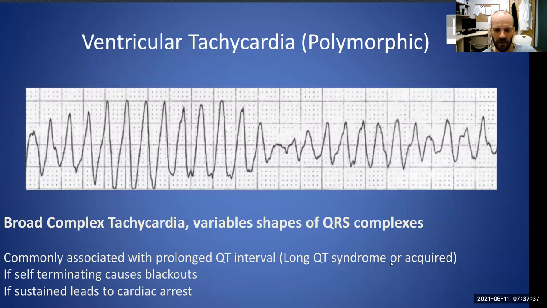So things like taking medicines that have artificially prolonged your QT, deranged blood chemistry, like a very low potassium level, or various other things that can do it. So sometimes you can get polymorphic VT like this that goes on for a few seconds and then stops by itself. If that's the case, it's the sort of thing that tends to give people blackouts, but then people wake up. However, if this keeps on going, and it doesn't terminate by itself, then it tends to lead to cardiac arrest. And if you don't treat it quickly, then that's why people die. So this is what happens in long QT syndrome.